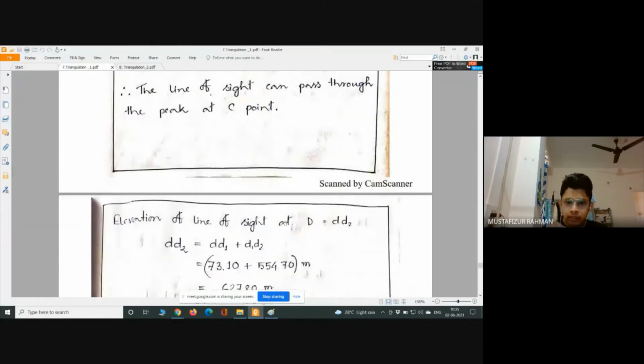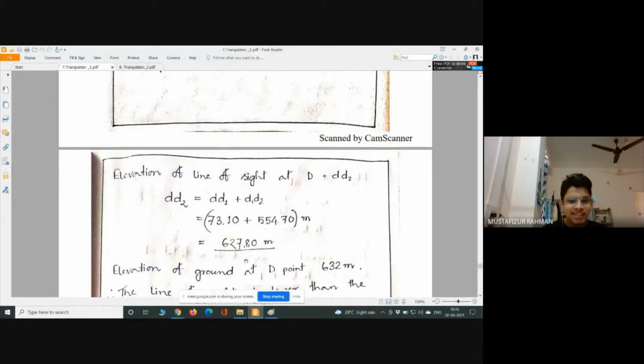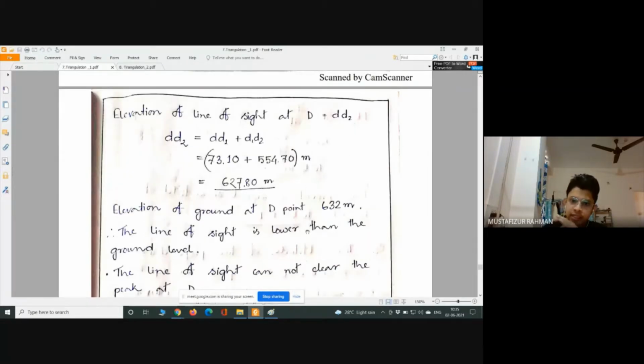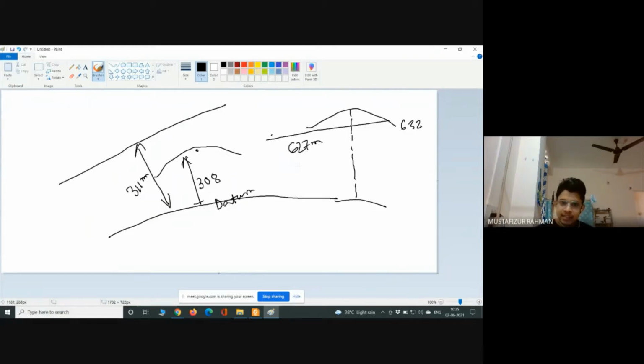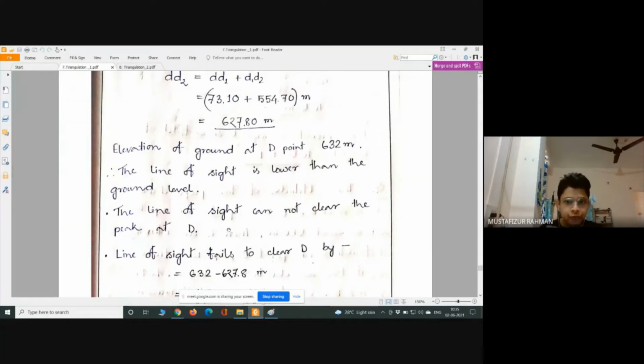And then the same addition at D point, we found 627 meter, but the elevation is 632 meter. But at D point, what happened? The ground is 632 meter, but the line of sight here is below this, 627 meter. So therefore, the line of sight is obstructed by the ground, and we cannot see the B point because the line of sight got obstructed at D point. It was clear at C point, but it is obstructed at D point. Right? So therefore, what we have to do, we have to put a signal at B point so that we can see.